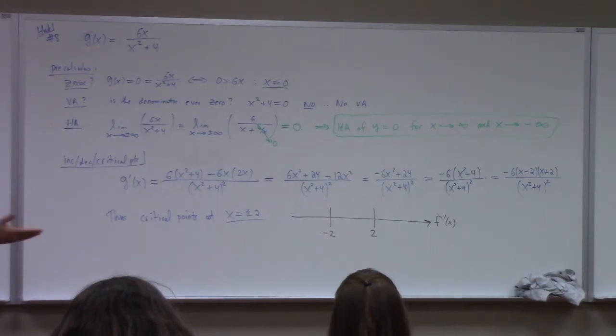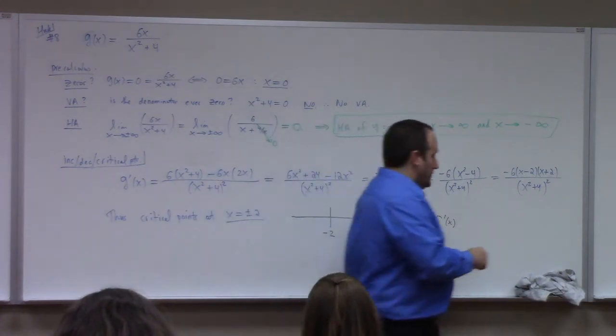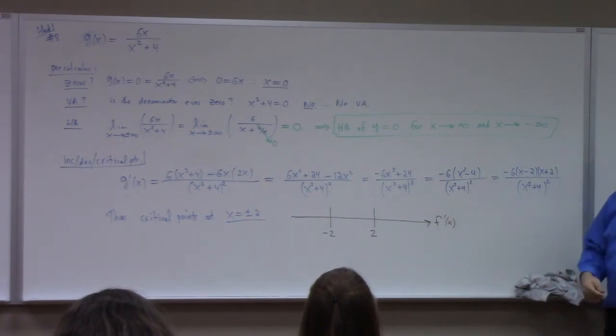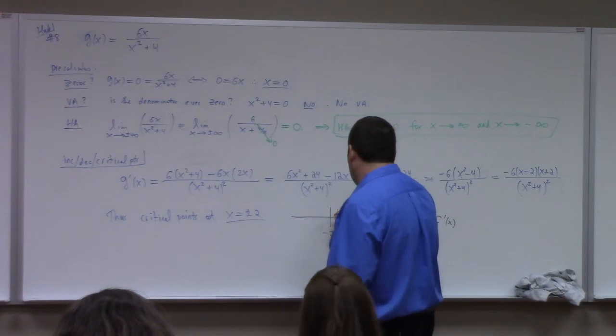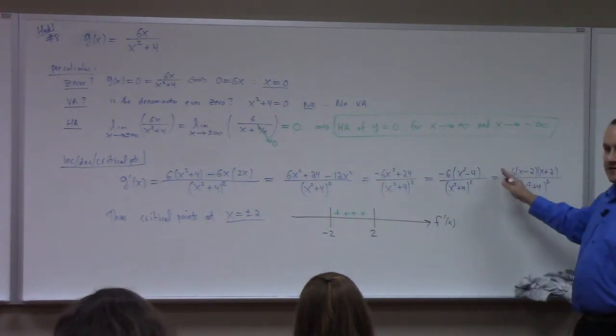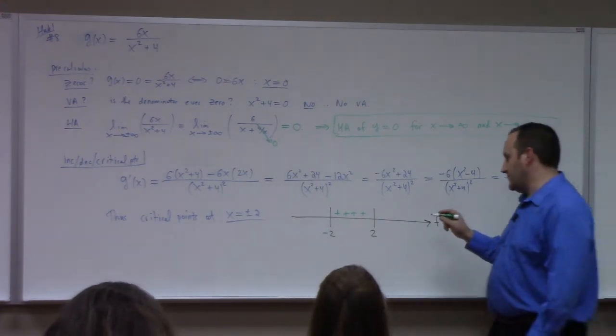So let's do that. If you check f prime of 0, what is it? You get 24 over 16. It's positive, is the point. So it's positive up in here. These factors appear linearly, to their first power. They're not squared, so you're going to get a sign flip if you test other points.